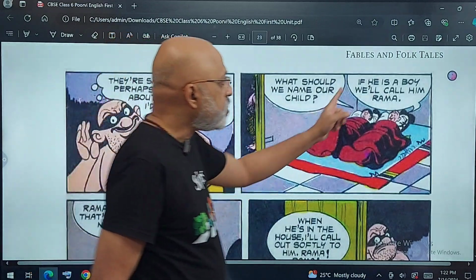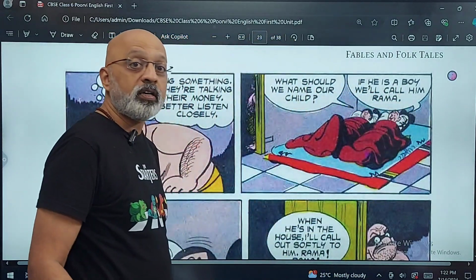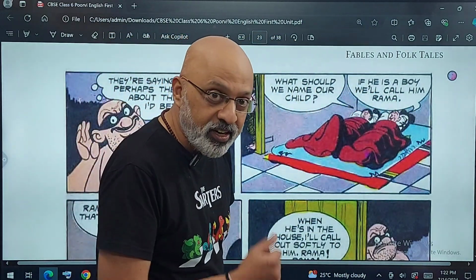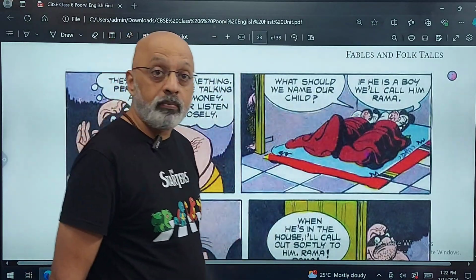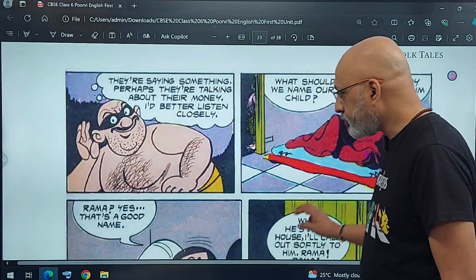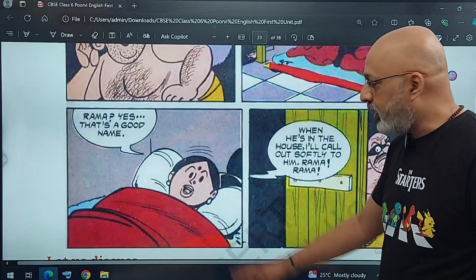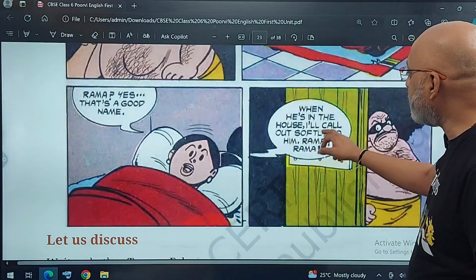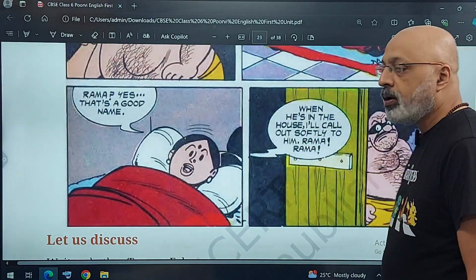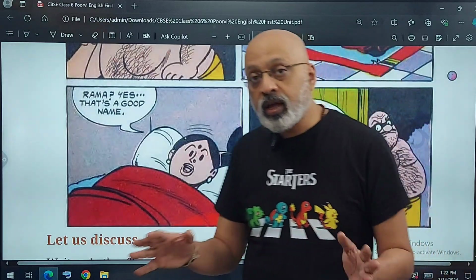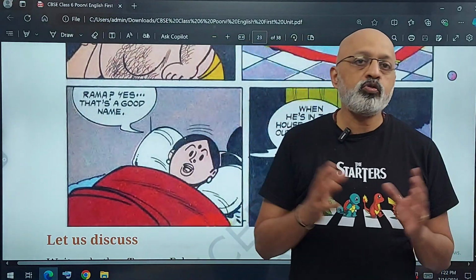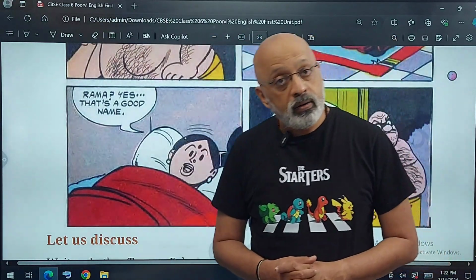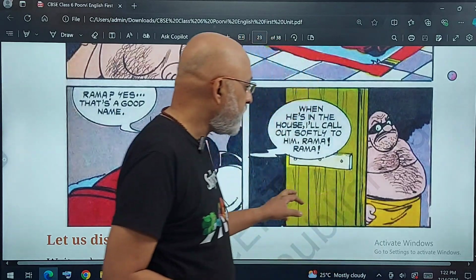तो यहां पे खड़ा है. If he is a boy, we will call him Rama. So that's the trick that he comes up with. We will call him Rama if it's a boy. Rama, yes, that's a good name, says the wife. When he is in the house, I will call out softly to him, Rama, Rama. You know, जब वो घर के अंदर होगा, तब मैं धीरे से उसका नाम बुलाऊंगा, Rama, Rama, right? So that's what he says.